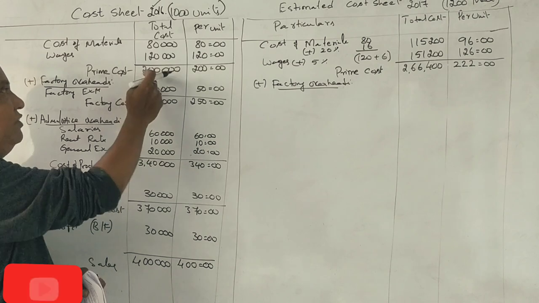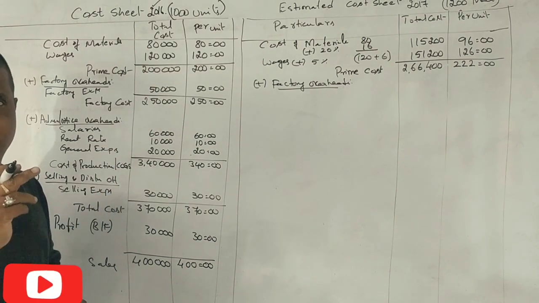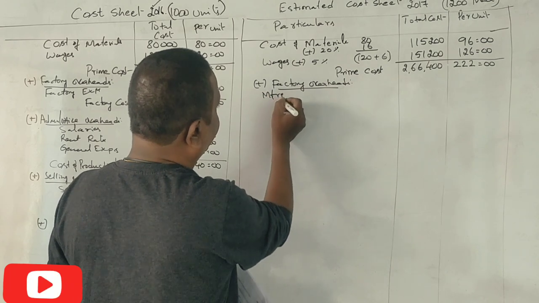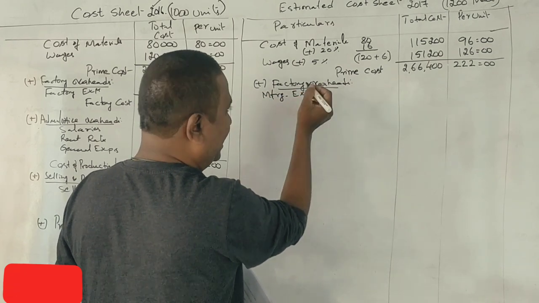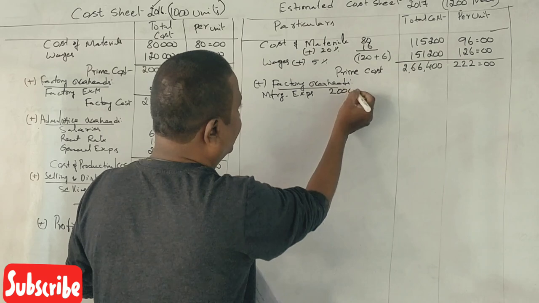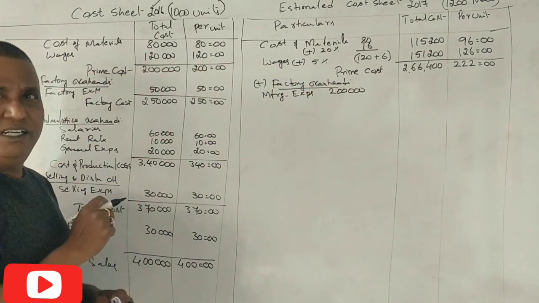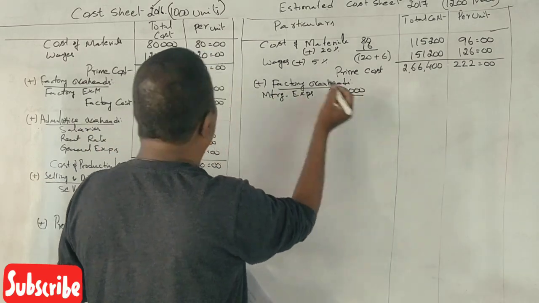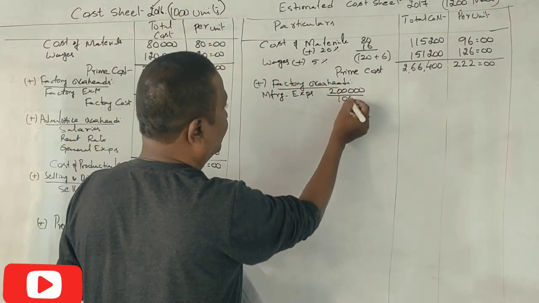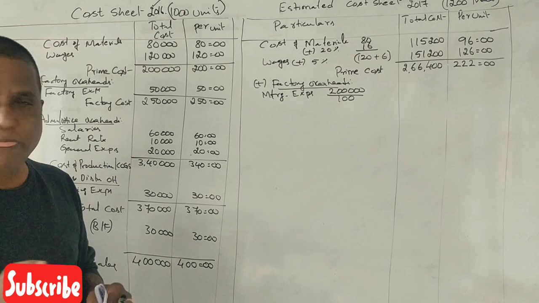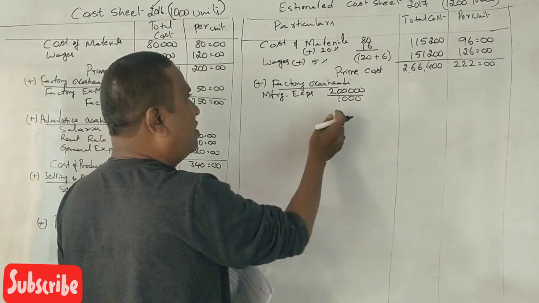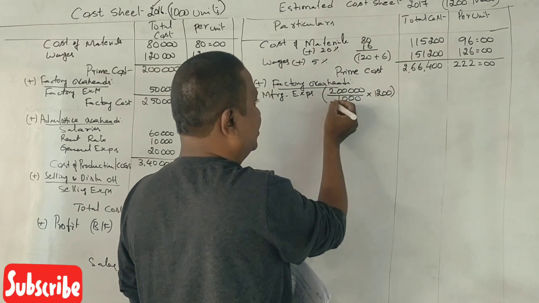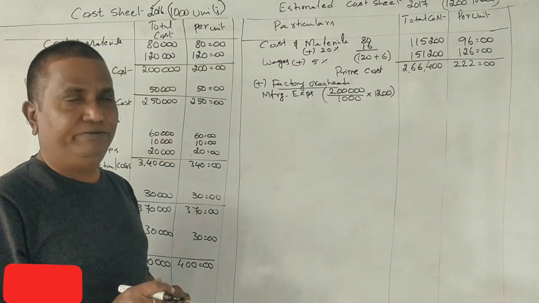What was the last year's material and wages? 2 lakhs. See, manufacturing expenses, very simple logic. 2 lakhs was the materials and wages incurred in the last year. This was for how many units? 1000 units. Correct, sir? Now, how many units are you manufacturing? Tell me what is the cost.